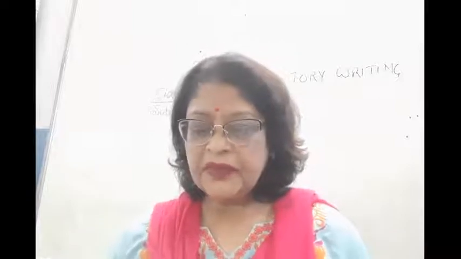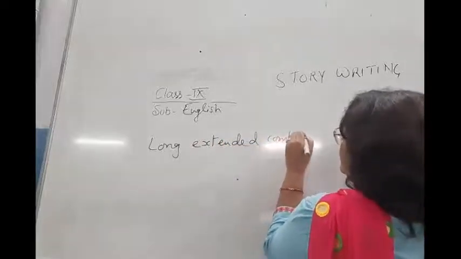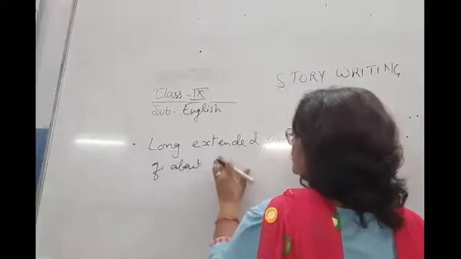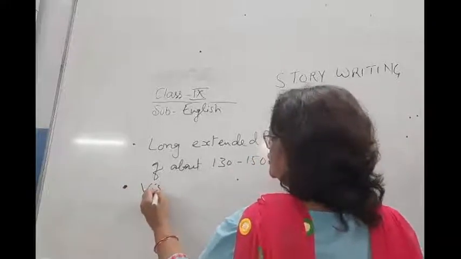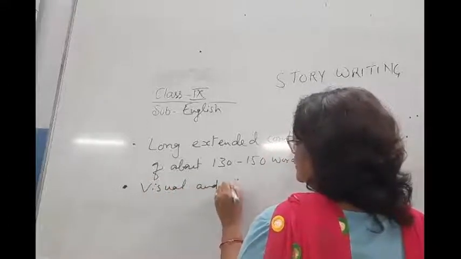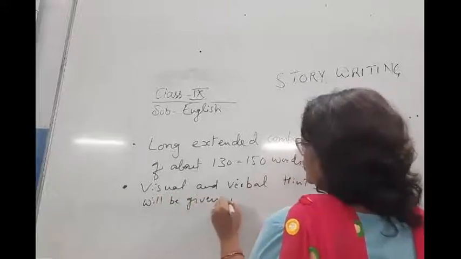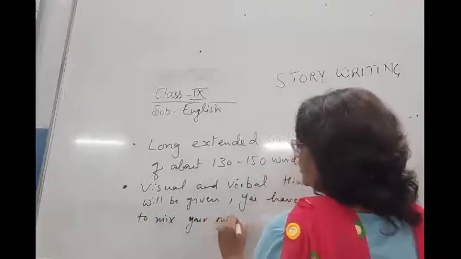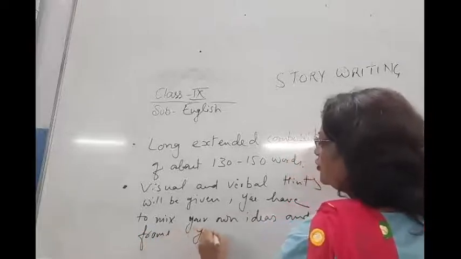Now children, once again I tell you some important points about the story. It is a long extended composition of about 130 to 150 words. Visual and verbal hints will be given. You have to mix your own ideas and then frame your story.